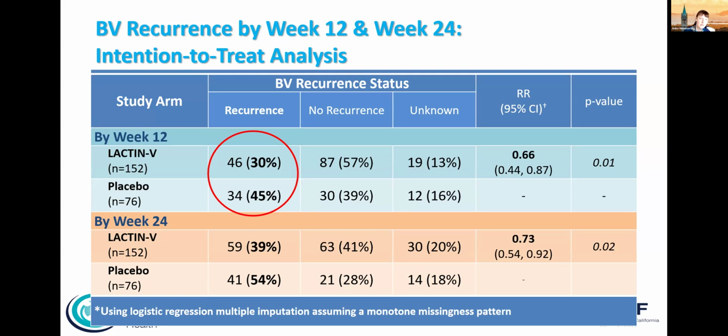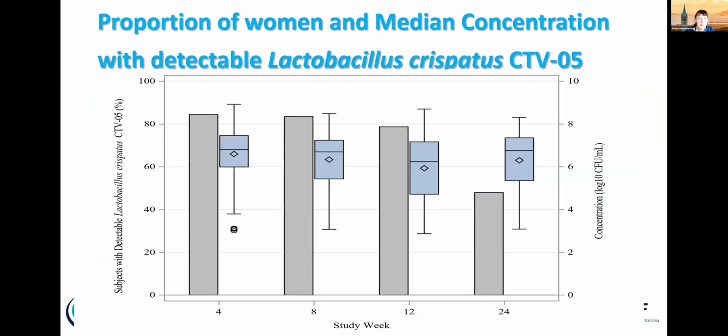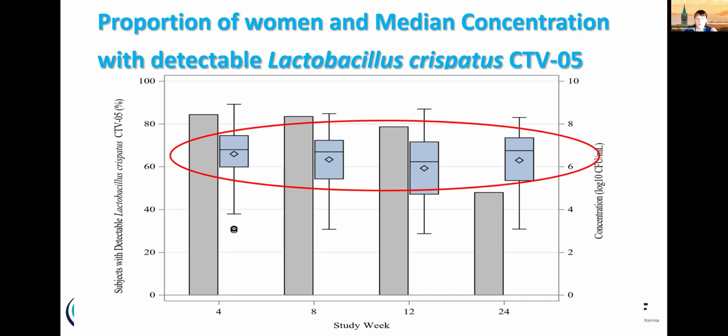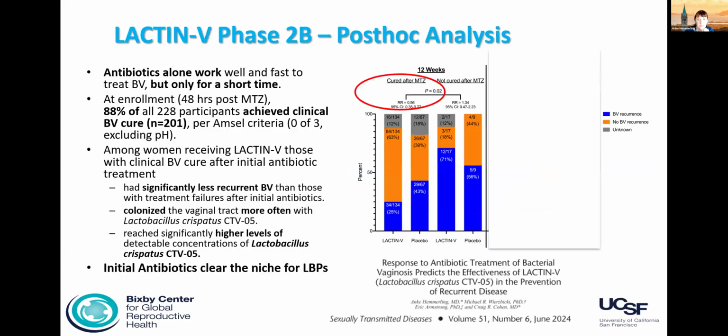However, the 30% recurrence in the LACT-V group still is pretty high. Part of it could be that this was a cohort that was very highly motivated because they had a long history of BV, so these were very complicated cases. What we also looked at, and were really excited to see here in the gray bars, is that throughout the dosing phase, as well as 12 weeks later, colonization reached 80% in the LACT-V group, and even at 24 weeks, 50%. Among those women that did colonize with CTV-05, the concentration of CTV-05 was very stable throughout, even after product had long stopped. That was another very exciting result.